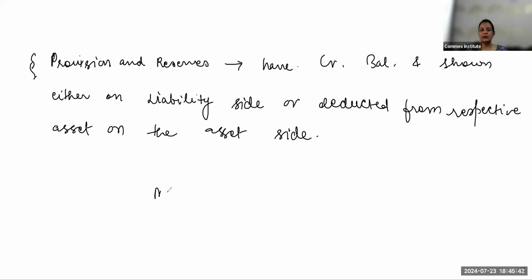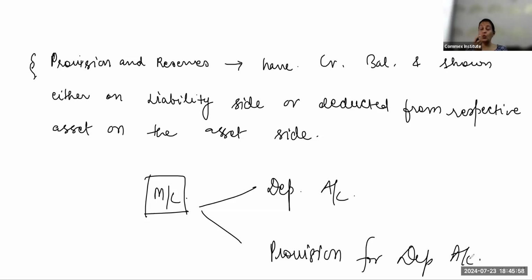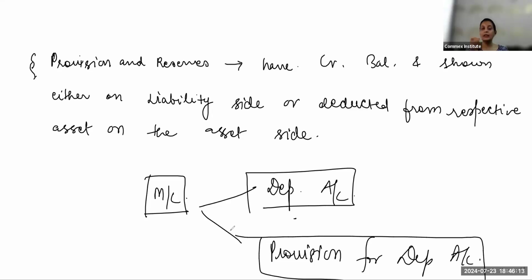Like suppose I've got machinery. Now on machinery, there are two methods of charging depreciation. One is through the depreciation account. Another one is the provision for depreciation account. When we do the depreciation chapter, we'll talk about these two different methods. If I'm maintaining a depreciation account, my depreciation will be deducted from the machinery and shown on the asset side of the machinery. If I'm showing a provision for depreciation account, then I can show it as a deduction from the machinery account on the asset side, or I can show it on the liability side.